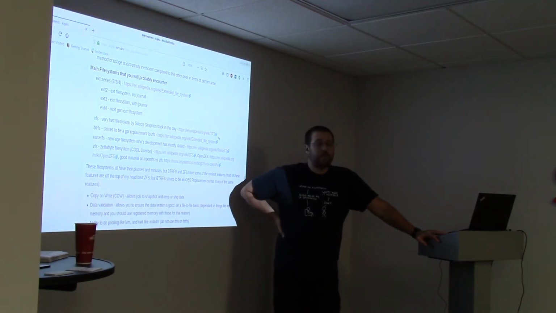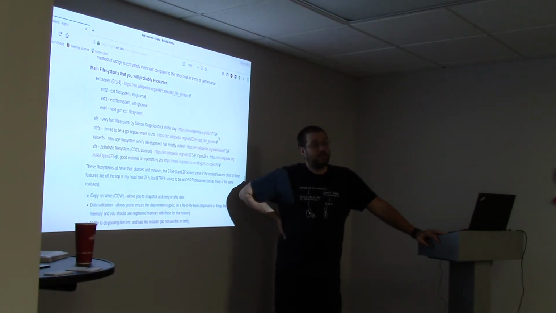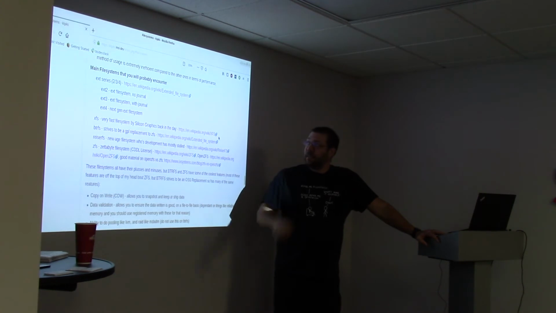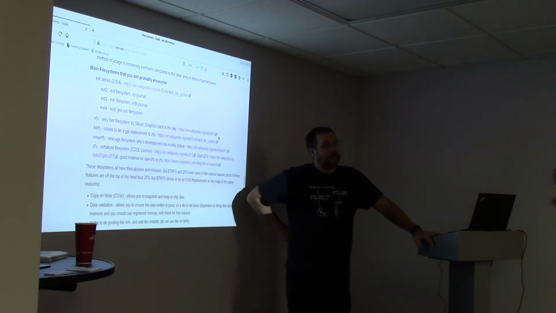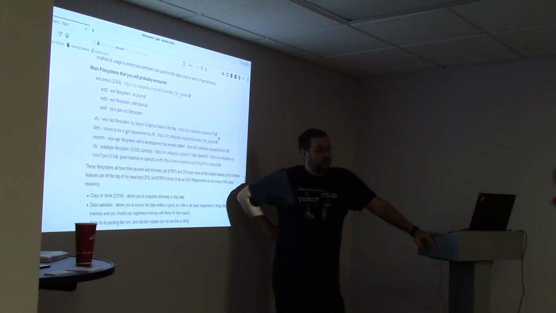EXT2 and EXT3 are the same file system, except EXT3 has a journal. You can mount an EXT3 file system as an EXT2 system. You can take an EXT2 system and add a journal to it and make it an EXT3 system. It's actually very nice. Back in the day, Windows had an EXT2 driver you could load into it. It was a third-party thing. Somebody made an EXT2 driver and you could plug it in there.